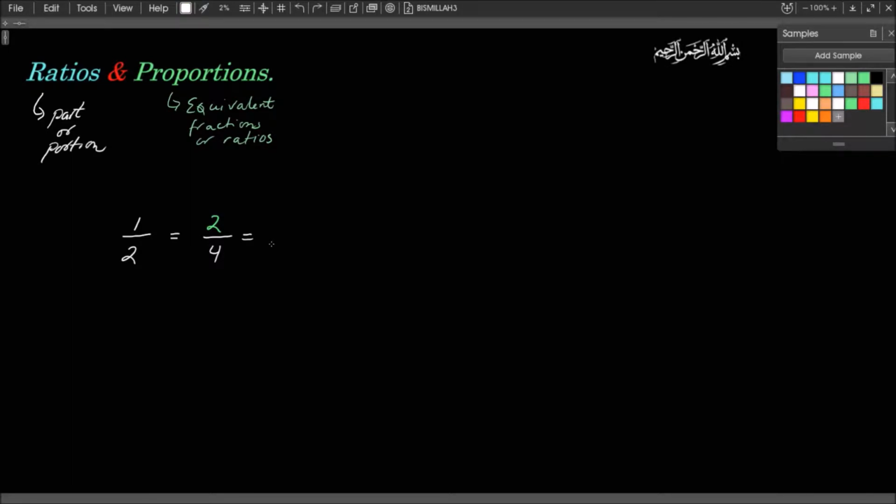For that matter, let's say you kept up with this amazing reading rate. How many books would you have read in 20 days? Well, you would have read 10 books, because that's half of 20. So these are equivalent fractions or equivalent ratios.